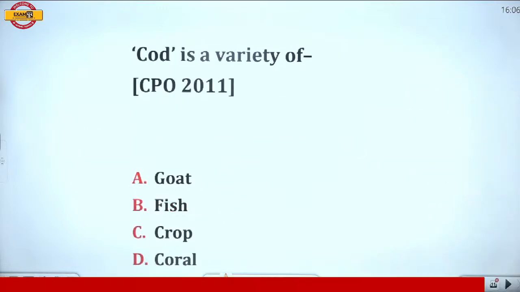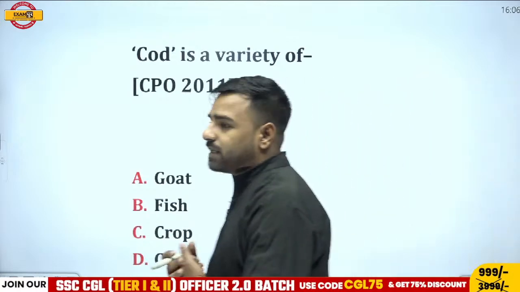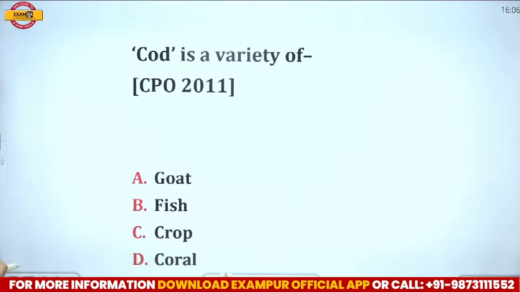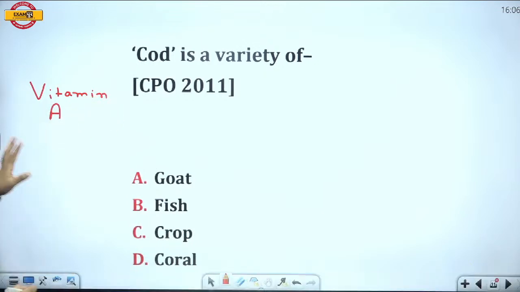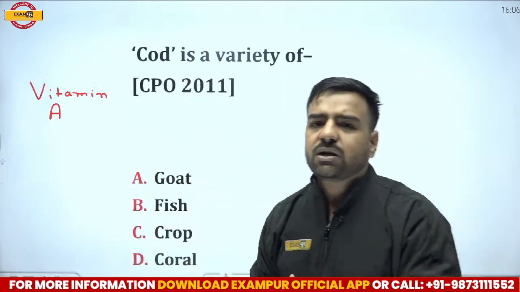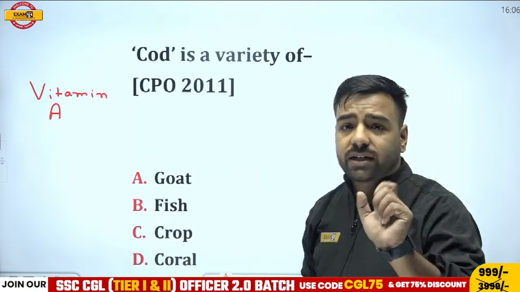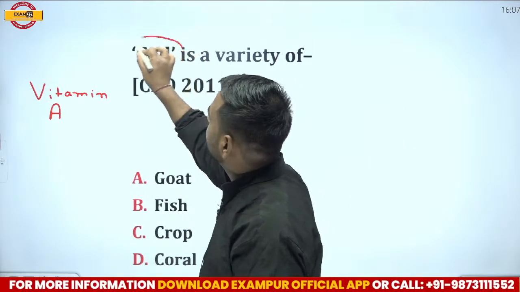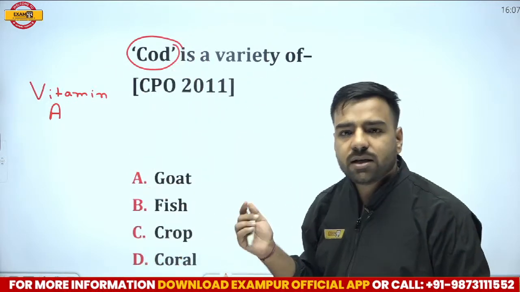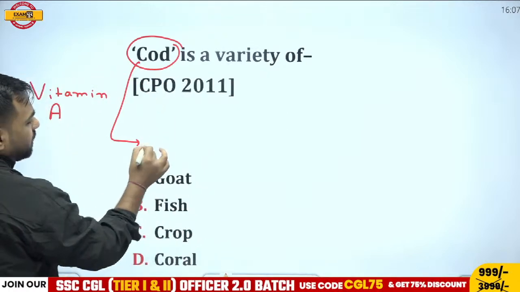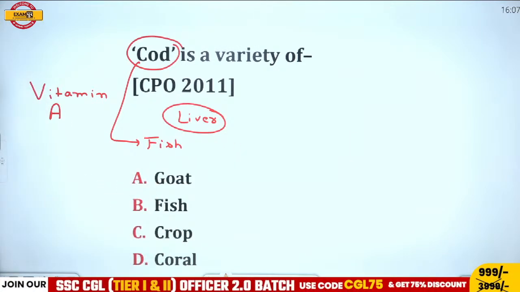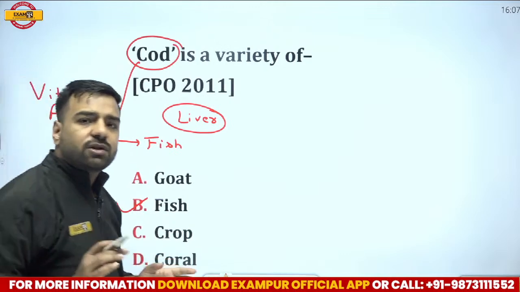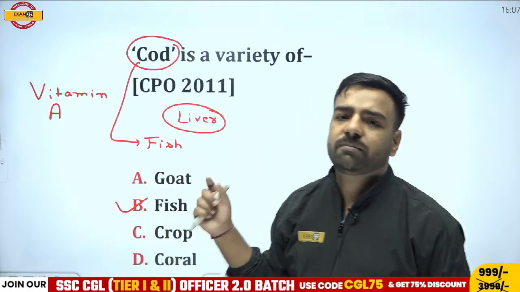Next we have, cod is a variety of what? Now this is from CPO 2011, but it is important. When we talk about vitamins, we have certain vitamins, right? We can talk about A, then we have vitamin D. There are several vitamins. Now I want to get these vitamins, so I will use the liver of one of the fish, and it is very important. This cod which you are seeing here is actually a fish from where we get several vitamins. Please do not forget, the liver of this fish is of great importance. So what would be the correct answer, Kiran? Here, the correct answer is going to be fish. So cod is a variety of fish, and this question is also important from the nutrients part, as it includes many vitamins.